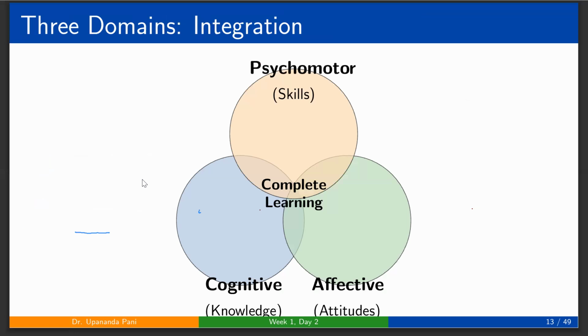Now when we try to integrate these 3 domains, the integration is very important. We can see the knowledge, that is the cognitive domain, and the affective and psychomotor skills. So it is an integration. Complete learning is an integration, an intersection, of all these 3 different domains. So this is the intersection of it.